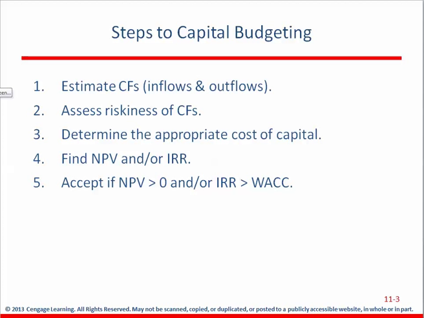So what are the steps in capital budgeting? We estimate all the cash flows associated with the project, and in chapter 12 we're going to talk in depth about those cash flows. We assess the riskiness of the cash flows so that we can come up with the appropriate risk-adjusted discount rate, and then we use that rate to discount the cash flows to the present and find the net present value or the internal rate of return. And the ultimate decision: if the NPV is positive or the IRR is greater than the weighted average cost of capital, it's a good project.